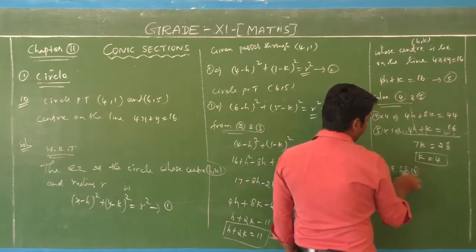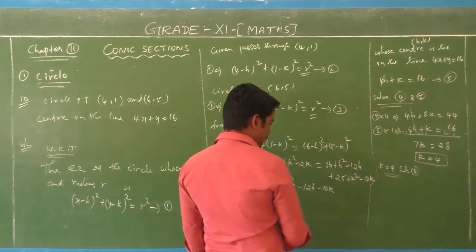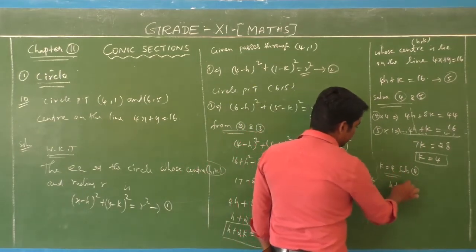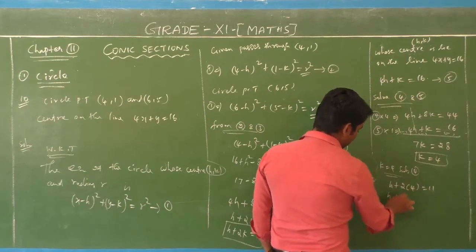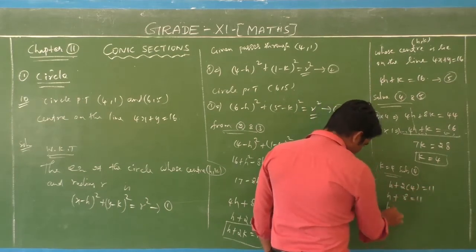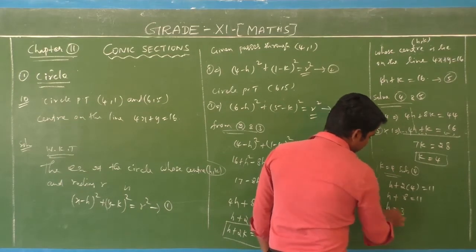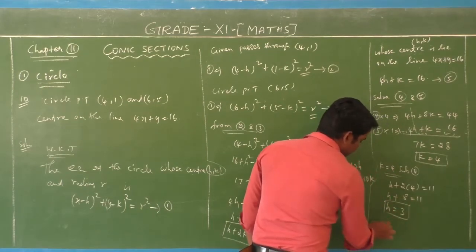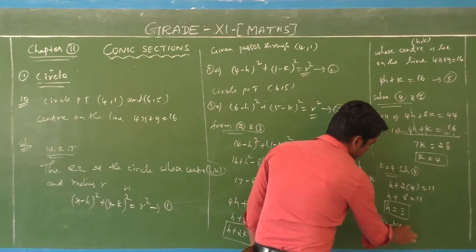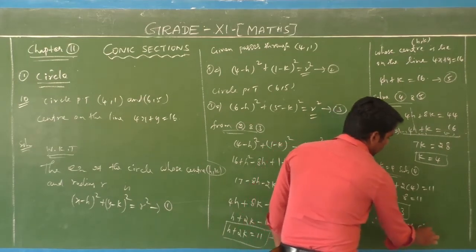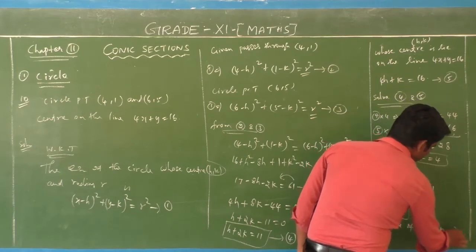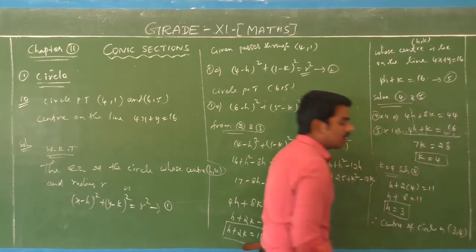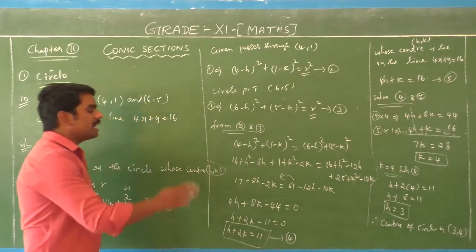Equation 4 is h plus 2k equals 11. So h plus 2 into k, which is 4, equals 11. So h plus 8 equals 11. h equals 11 minus 8, which is 3. Therefore, the center of the circle is (h, 4), which is (3, 4). So the center of the given circle is (3, 4).